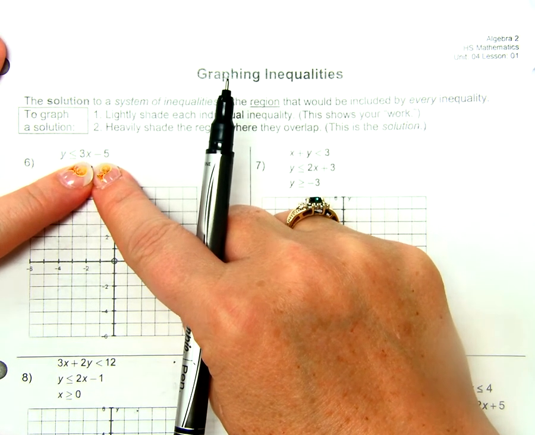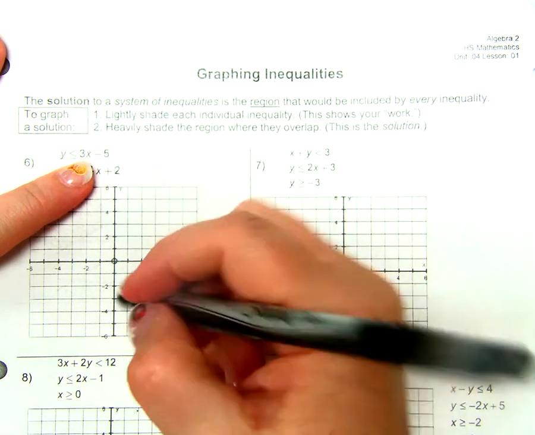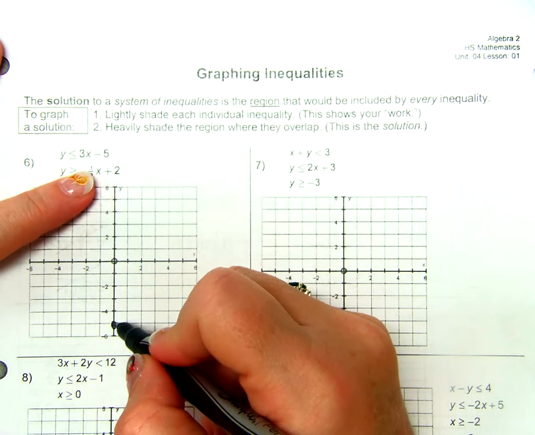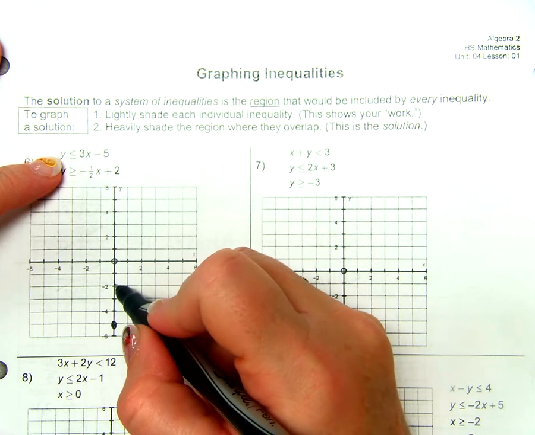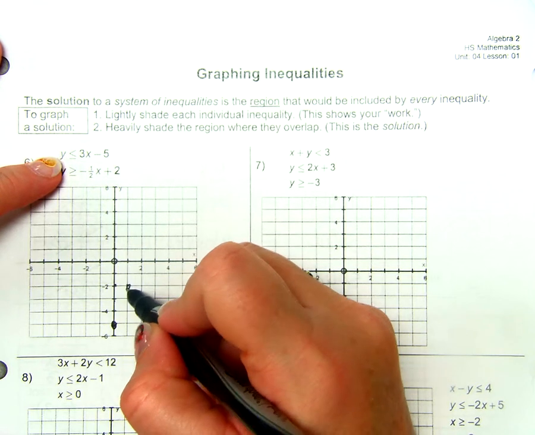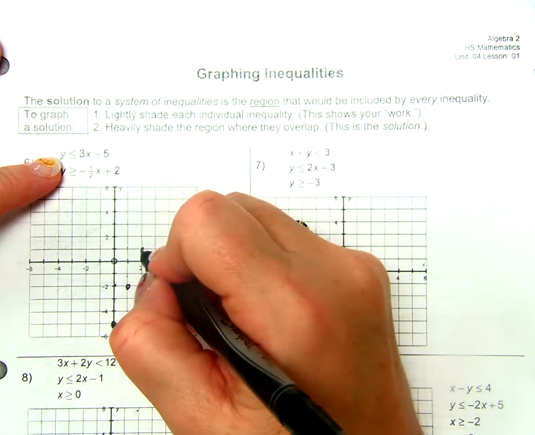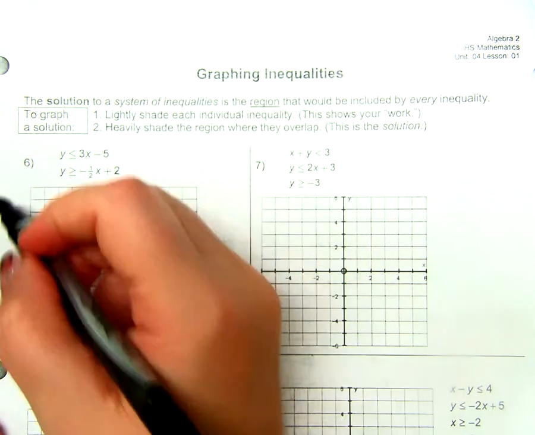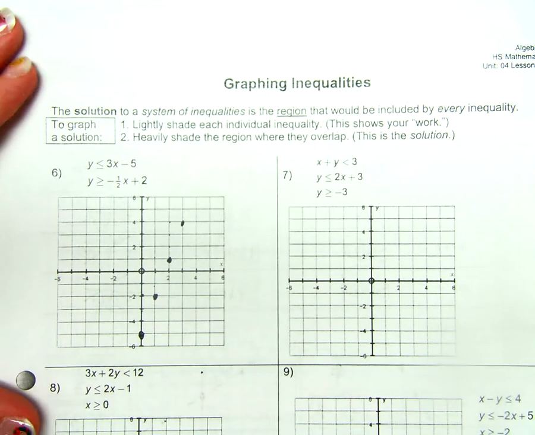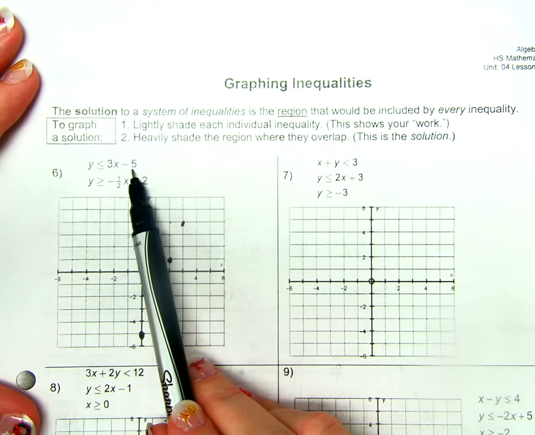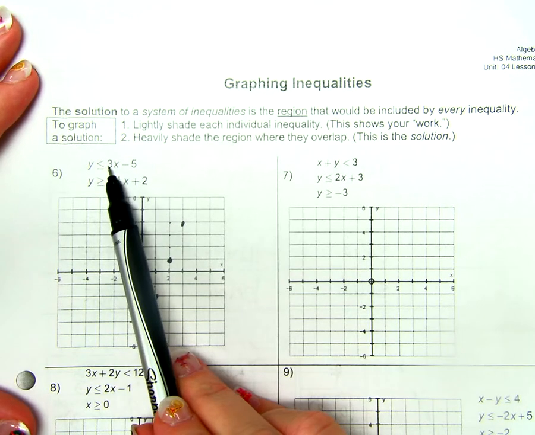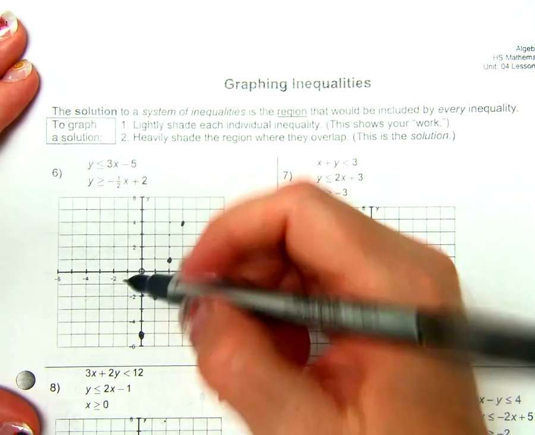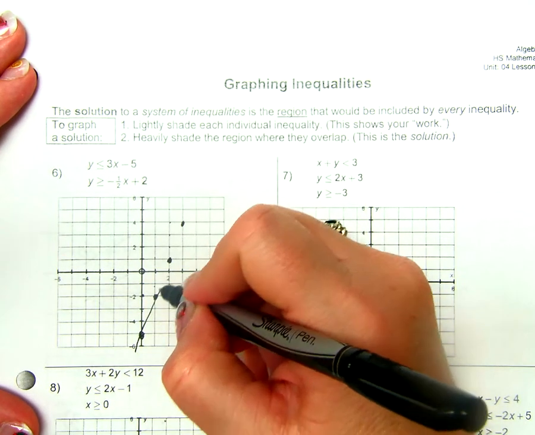Start at negative 5 on the y-axis, and then rise 3, run 1. Rise 3, run 1. Now, I don't have all these little things to fill in, but I can think about them, right? I just thought about my y-intercept. I just thought about my slope. What do I need to think about next? What kind of line it is. It is a solid line.